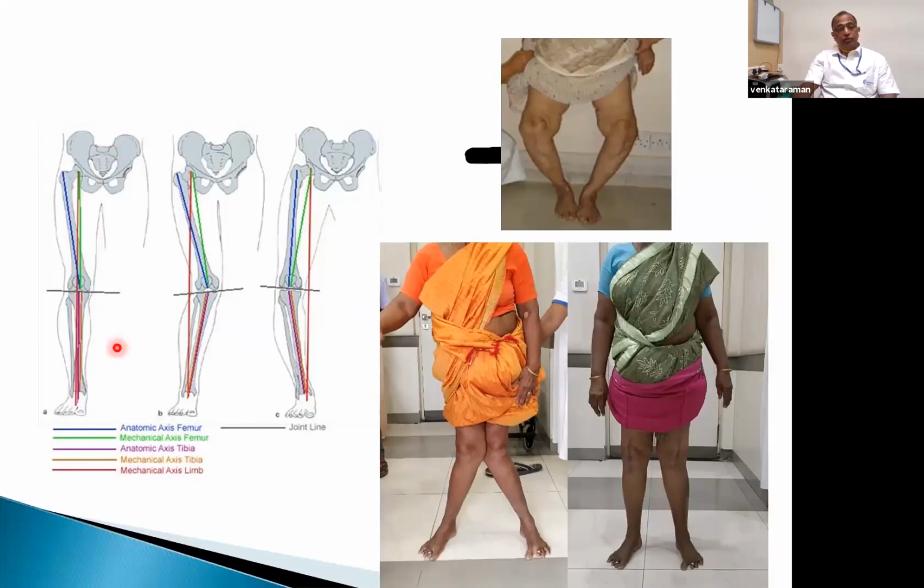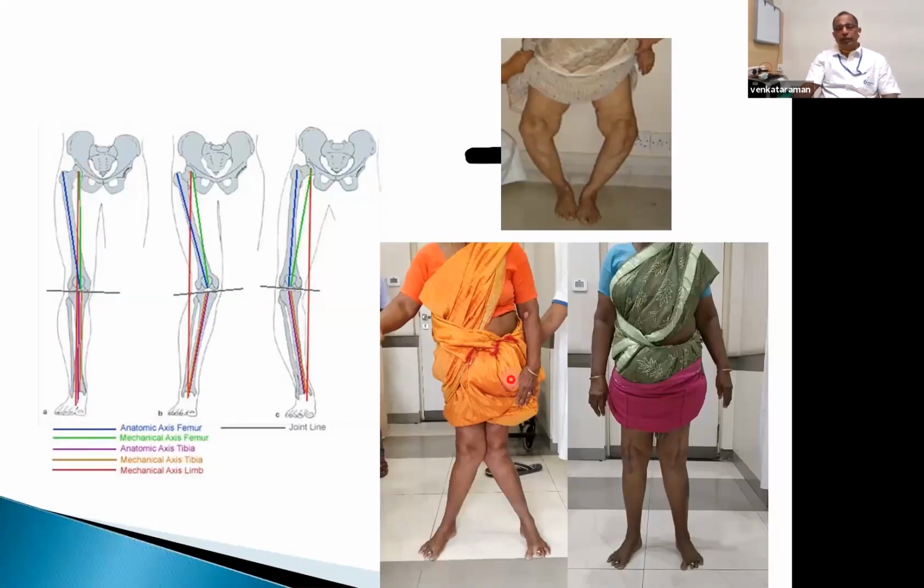I bring your attention to this slide, which is normal. Don't bother about all the lines. Just remember this red line, which is called the mechanical axis of the lower leg when the patient is walking. It passes through the center of the hip, the center of the knee, and the center of the ankle, even though the anatomical axis of the bone is different. While walking, this restoration is necessary. This is called the mechanical axis of the lower limb.